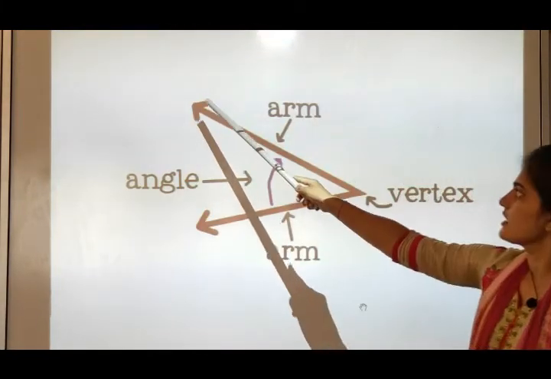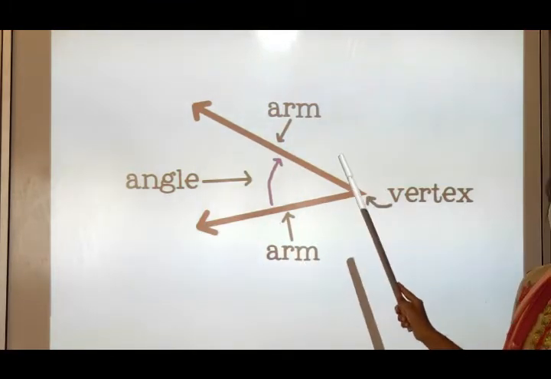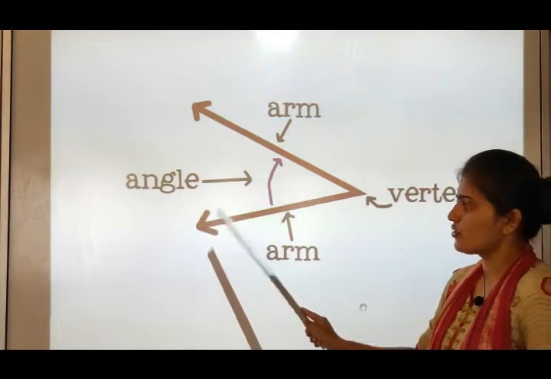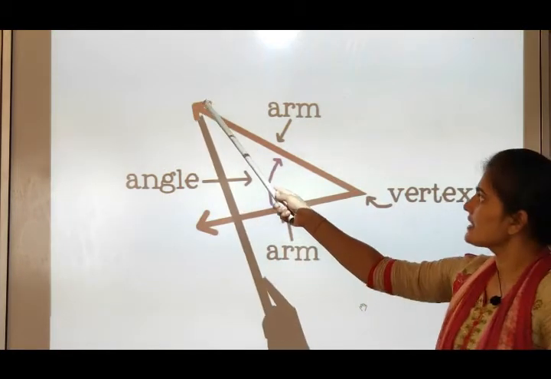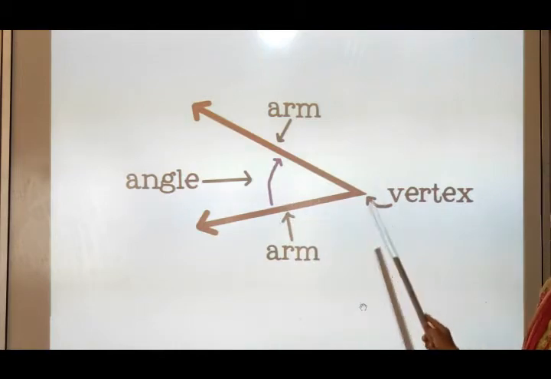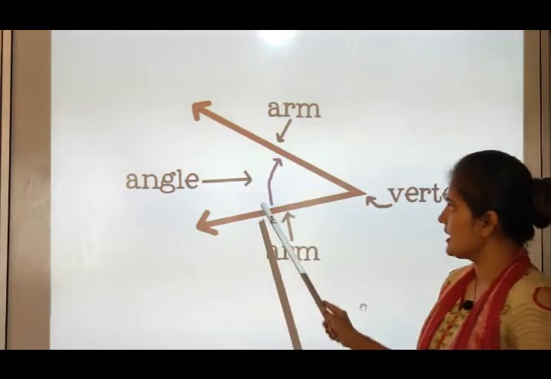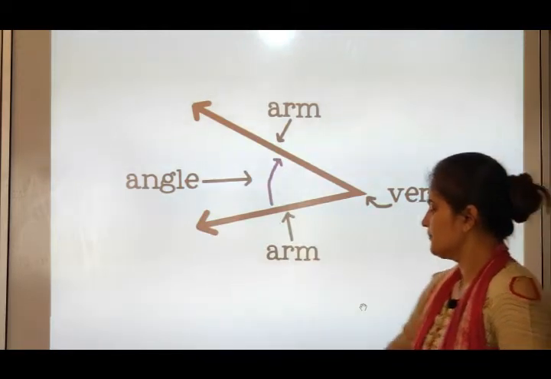You can see this is an angle. This line you can see is a ray. The next ray is also there, means two rays, where two rays are meeting, that point is called vertex. These are called arms. This is one arm and this is another arm, and this space in between, that is called angle.